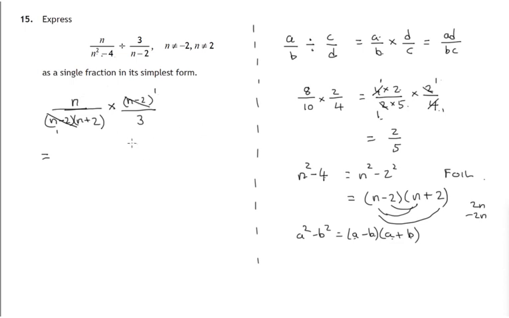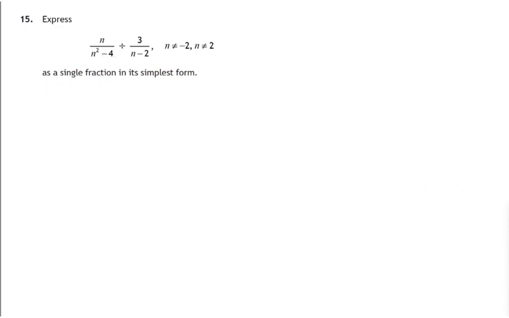There are no more factors in common, so I can now multiply the top two numbers, n times 1, and the bottom two numbers, n plus 2 multiplied by the 3: 3 lots of n plus 2. And that's the thing simplified as far as it can go. There are no more factors that can be cancelled. So that's one way of doing this problem. Let's now have a look at another way of tackling it, probably a way that you've not seen before.